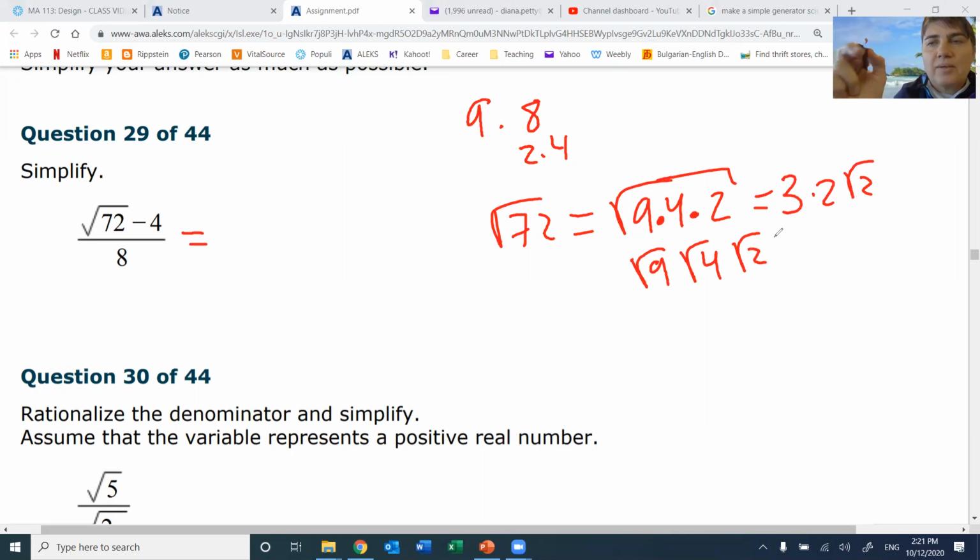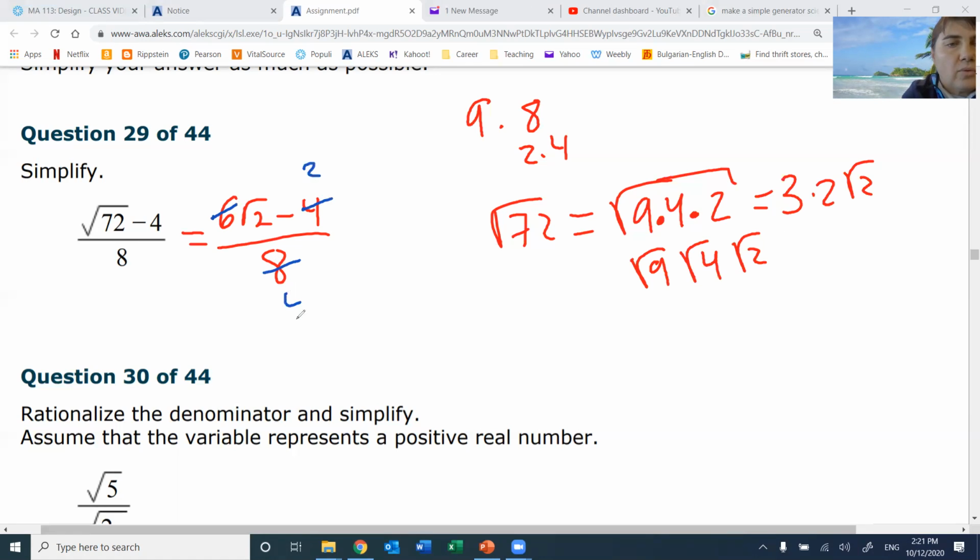Split them, and going back to our problem, this would be 6 square root of 2 minus 4 over 8. Since 6, 4, and 8 are all even numbers, you can actually divide them all by 2. So this is the simplest you can get: 3 square root of 2 minus 2 over 4.